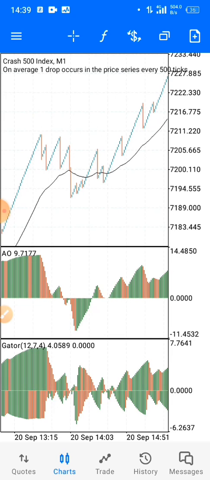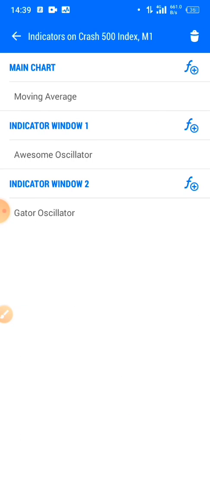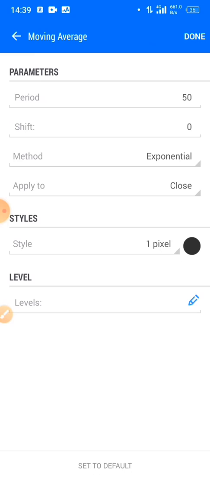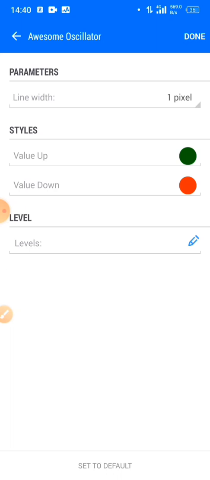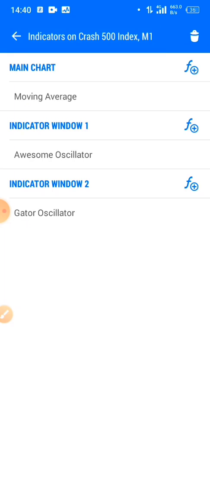For this strategy we're going to be using 3 indicators: one moving average on the main chart, the Awesome Oscillator, and the Gator Oscillator. The moving average is going to be period 50, shift 0, method exponential, apply to close. Then add the Awesome Oscillator on one indicator window and the Gator Oscillator on another indicator window. Don't add them on the same indicator window.